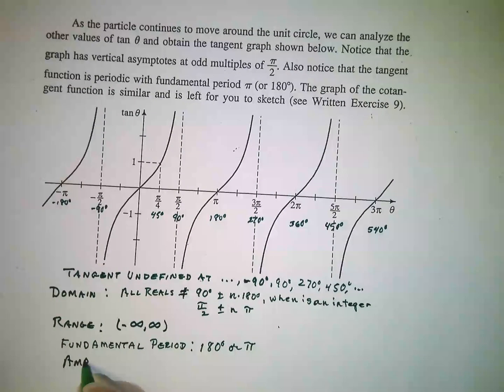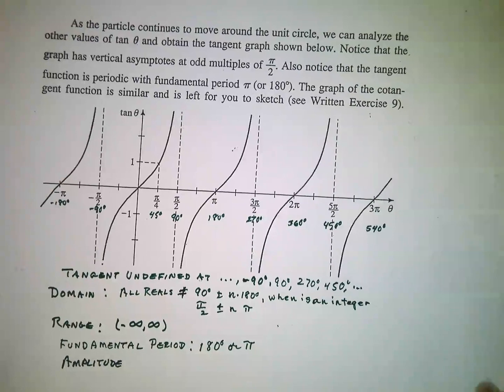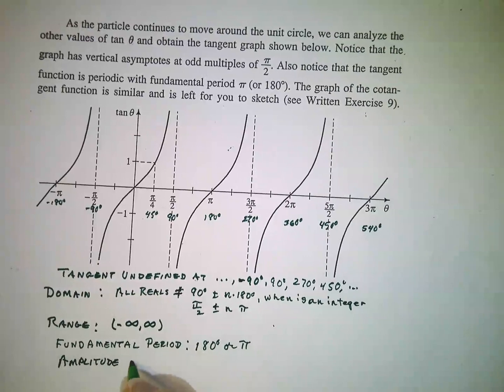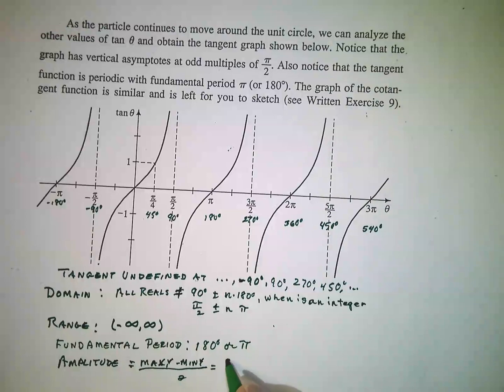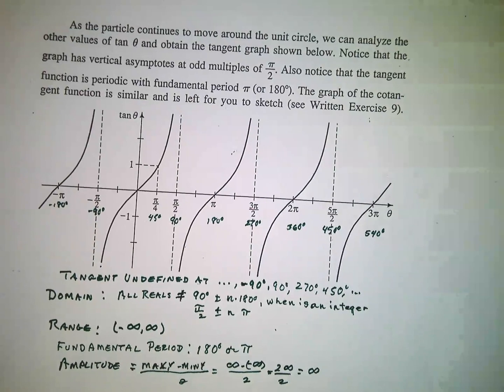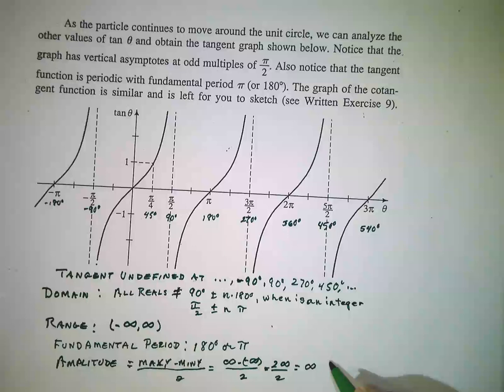Amplitude. For the sine and cosine graphs, the amplitude was 1. Goes one space above its center, one space below its center. Well, if we take the maximum y minus the minimum y and divide by 2, that's going to be infinity minus negative infinity divided by 2. So that would be 2 times infinity divided by 2, which is infinity. We don't really have an amplitude here. No number, no numerical amplitude.